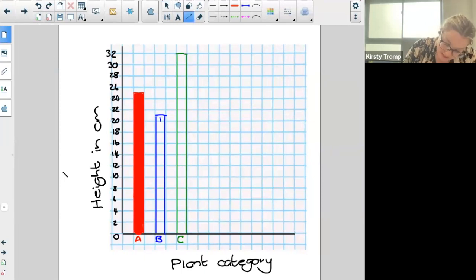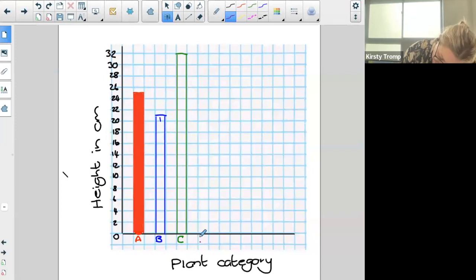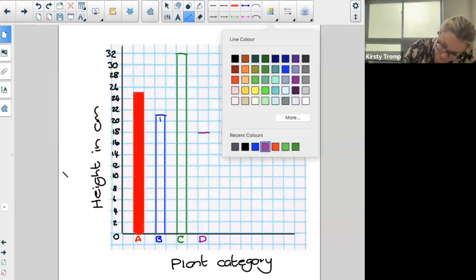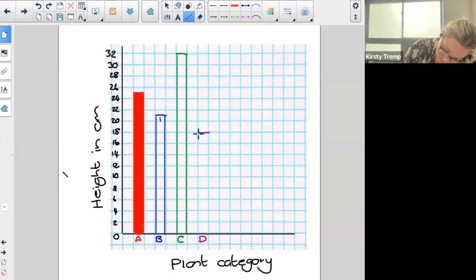My next one was 18. I'm going to pick a different color. I'm going to leave a gap on the bottom. I'm going to have D and I'm looking for 18. Get my ruler out. All right. Go all the way to the bottom, and all the way to the bottom with C.